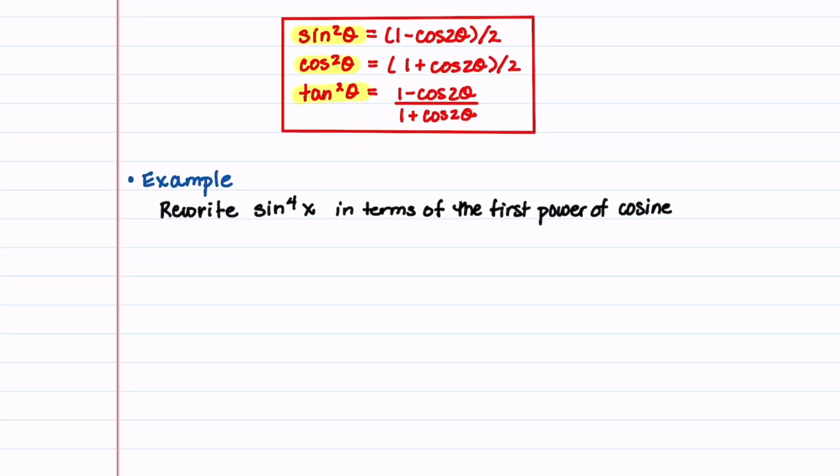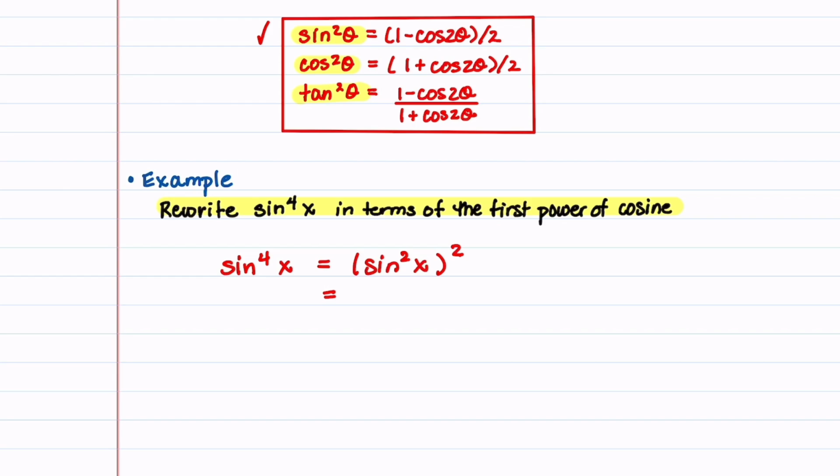The example that we're going to look at is to rewrite sine to the 4th x in terms of the first power of cosine. This type of problem comes up a lot in calculus. We need to first recognize that sine to the 4th x can be written as sine squared x, squared. We can then use one of the power reduction formulas and plug in for sine squared x.